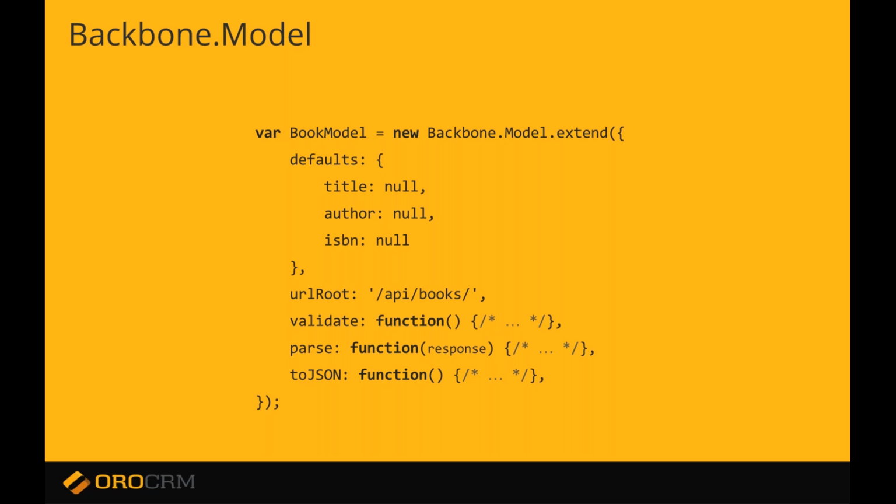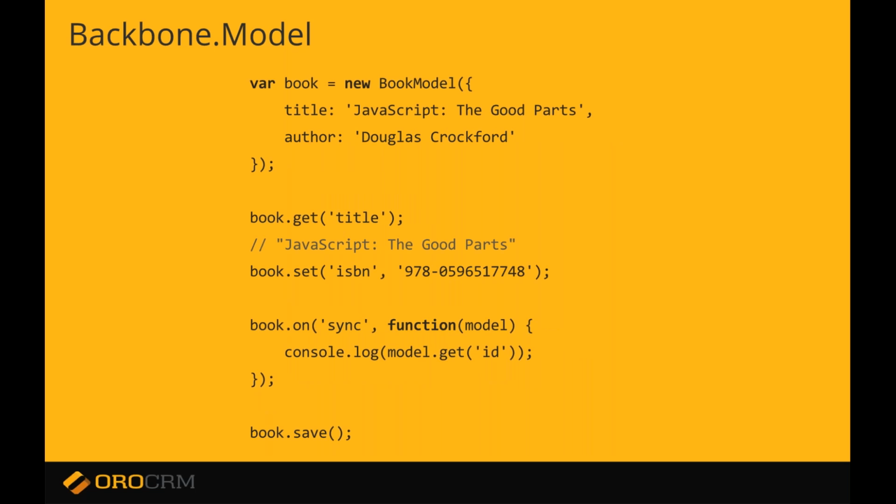And to validate the model or parse the response, or to fetch data from the model, we can also specify related methods, but they are all already defined in the Backbone model. Nevertheless, we can change this behavior to match our needs. This is about model extend.